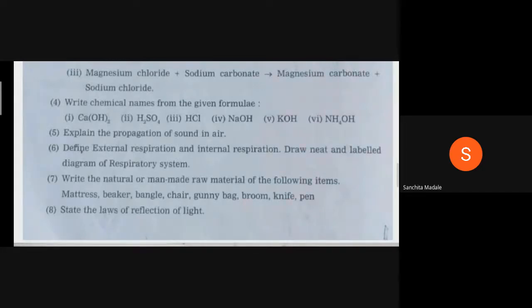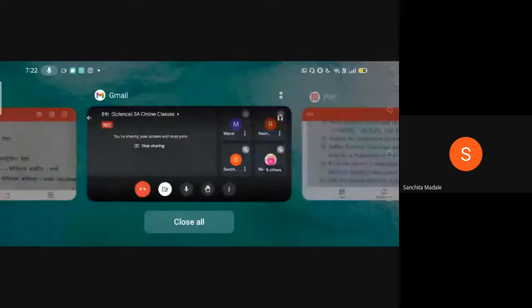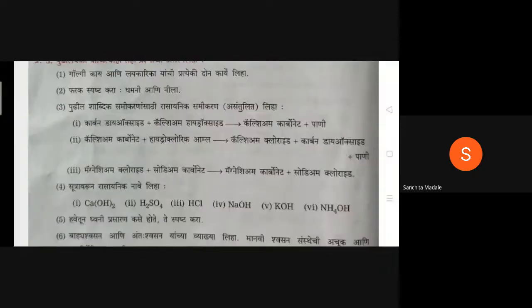Explain the propagation of sound in air. Propagation of sound in air.